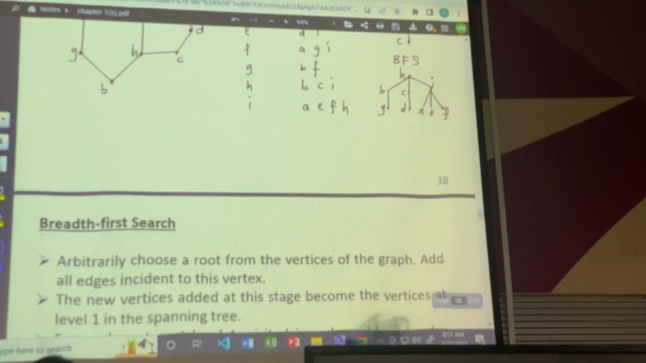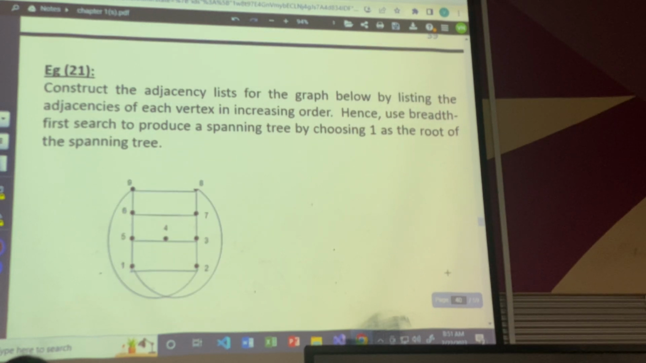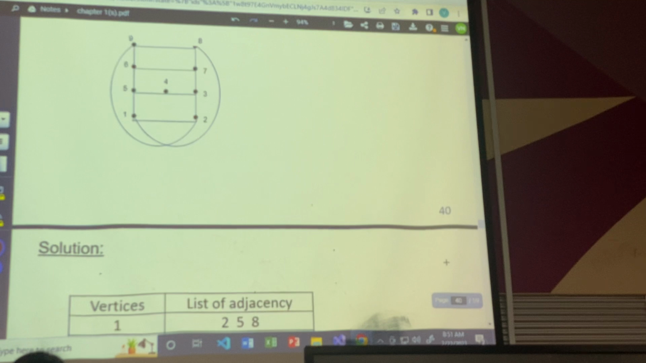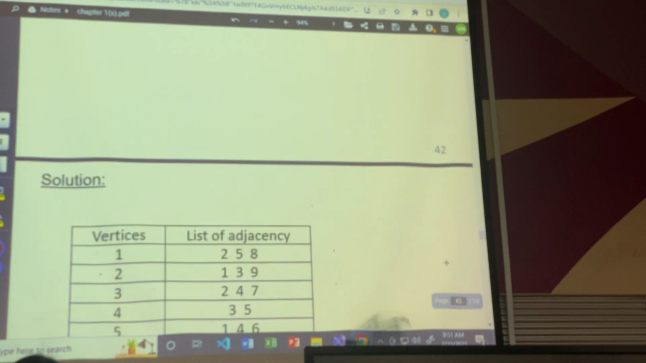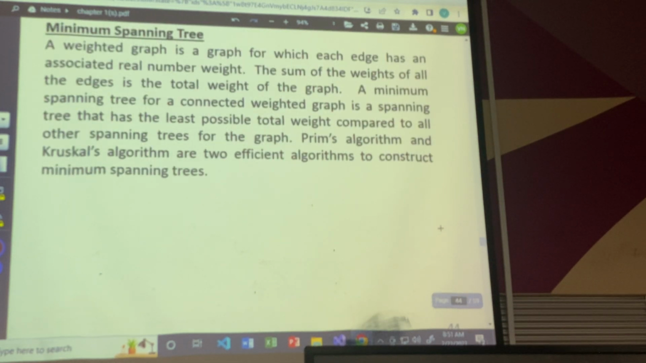Now, another method that we are looking at to draw this spanning tree is by using an algorithm, which we call Prim's algorithm. We have two types of algorithm here, which are Prim's algorithm and Kruskal's algorithm.